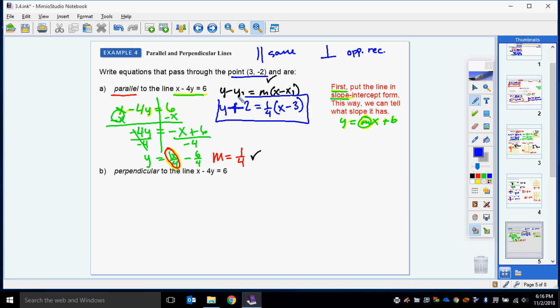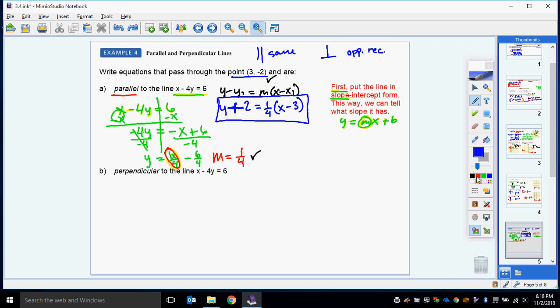Okay, so this is the equation of the blue line. This is the blue line that's parallel to this other yellow line. Notice how I have two equations here. They're different lines. Okay, two different lines, but they have the same slope, which means they're parallel. All right, let's try perpendicular now.